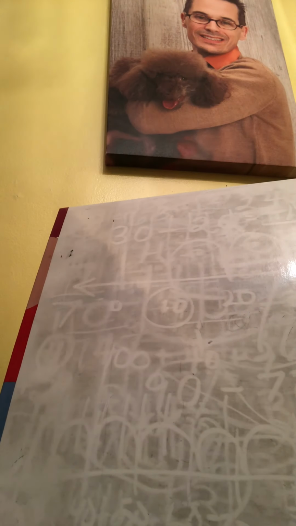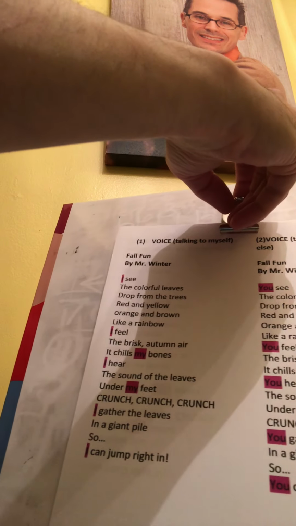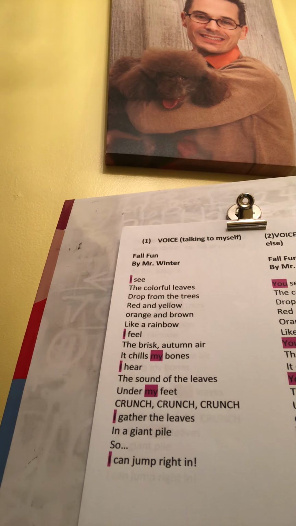You can write your poem in different voices, and if you write it one way and you don't like that, you can revise it and write it another way. So this same poem, Fall Fun, I wrote in different voices. So a lot of the poems are written where you're just talking to yourself.